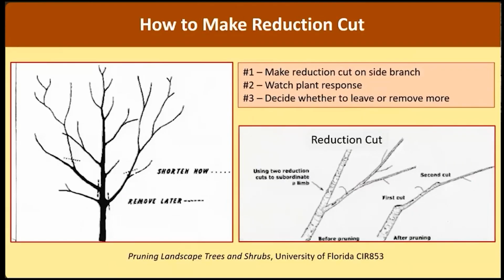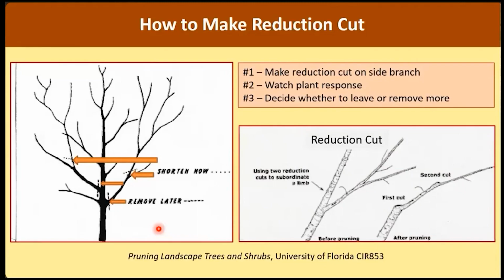Let's take a closer look at how to make a reduction cut. So the left image shows an example of a hypothetical central leader that is being potentially interfered with or overtaken by a couple of side branches that are fairly vigorous. So how do we go about making the cuts? So we'll make a reduction cut here and here. And those two cuts will suppress the two side branches, reduce their growth, and put them in a subordinated position compared to the central leader. We can stop there and wait a few years and see how the tree responds. And if it's still not doing the job and we're still seeing more competition, we can come back and make more removal.